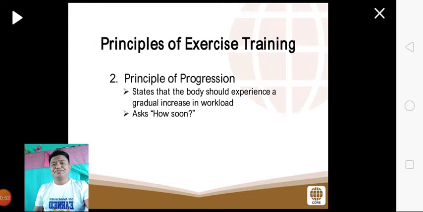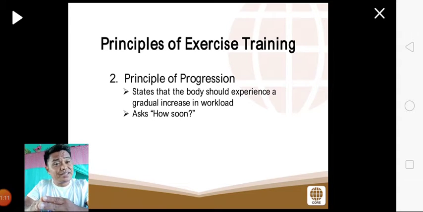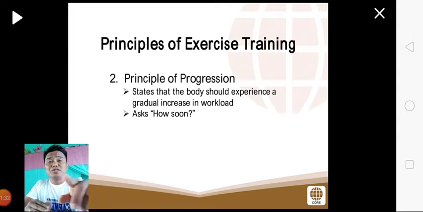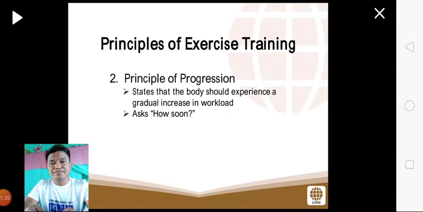Principle of progression. It states that the body should experience a gradual increase in workload. Ask, how soon? Your basic exercises, like dumbbells and barbells, should be something you can do. You should increase as you exercise, and your muscle should increase. If you do not exercise, there is no output. You must be serious, because if you are not serious in lifting, there is a tendency to get injured. Okay?